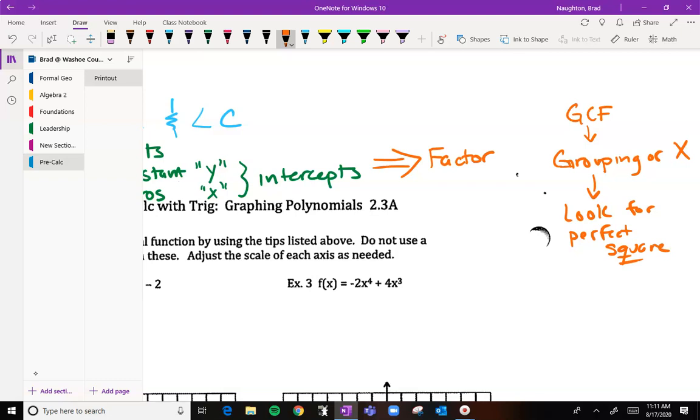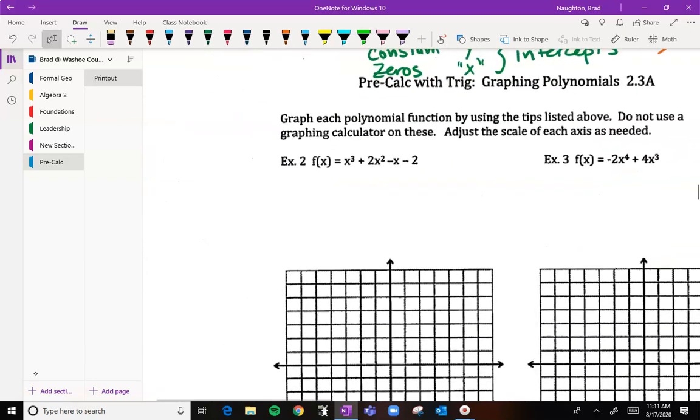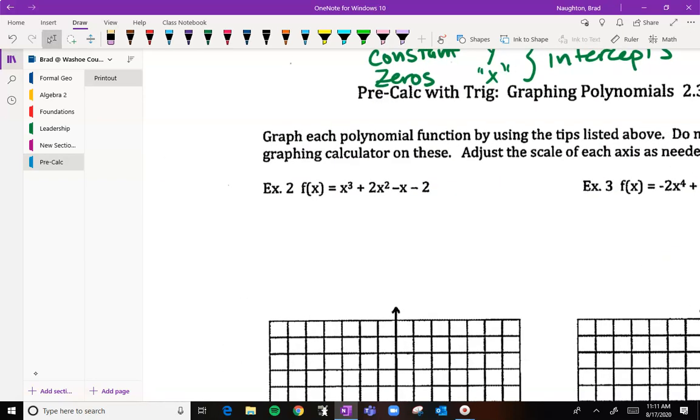Now, with those, obviously, we got to look at the multiplicity because of things like flattening. We'll get there as we see them. So in our first one, this has got 4 terms, 1, 2, 3, 4. Again, we're graphing these by hand. We're not using a calculator. Feel free to use a calculator to check your work, but you're going to need to know how to do this by hand. So 4 terms means grouping.